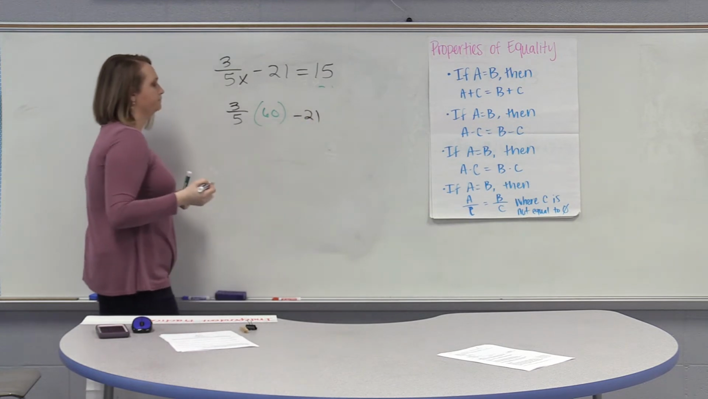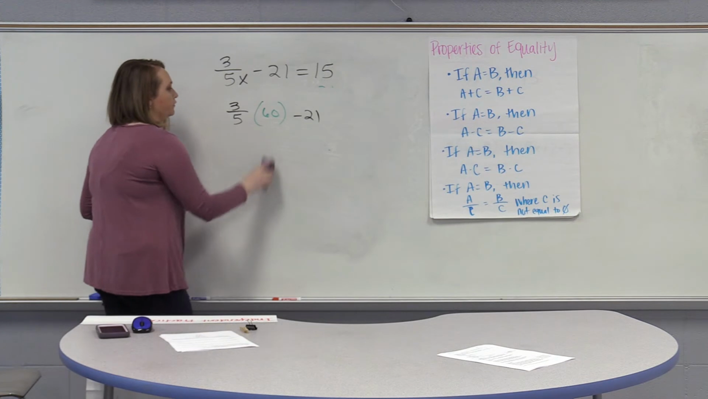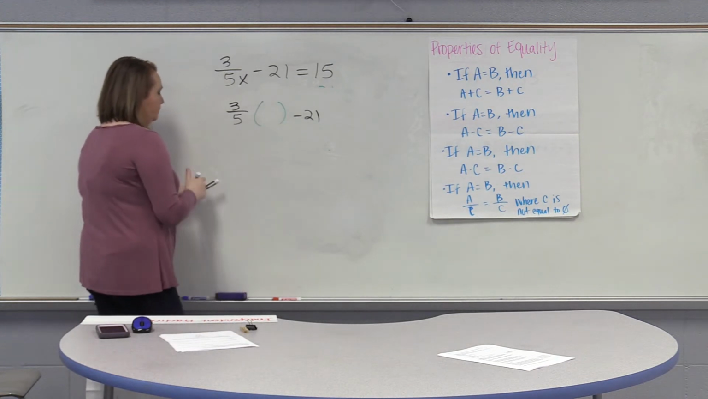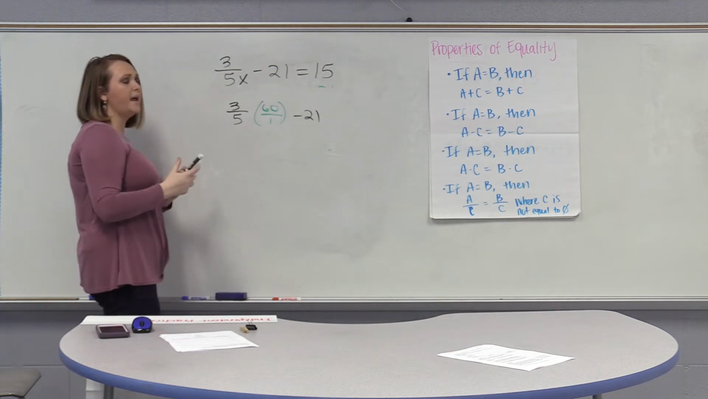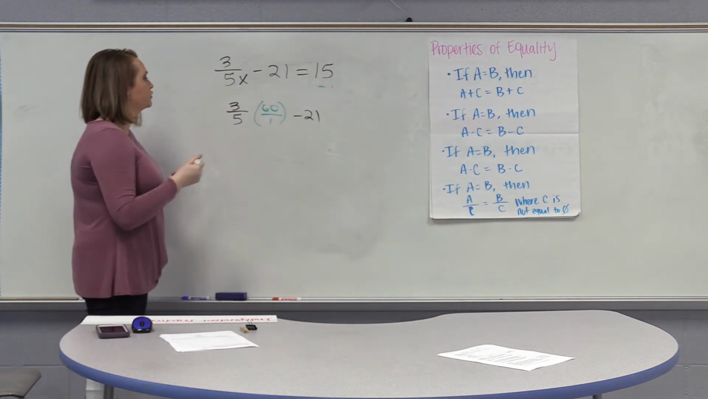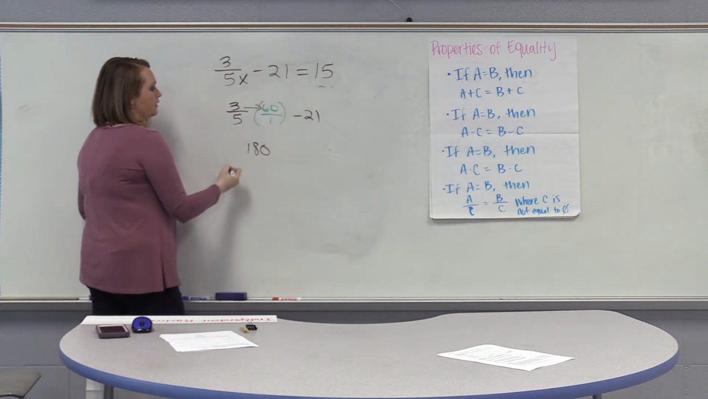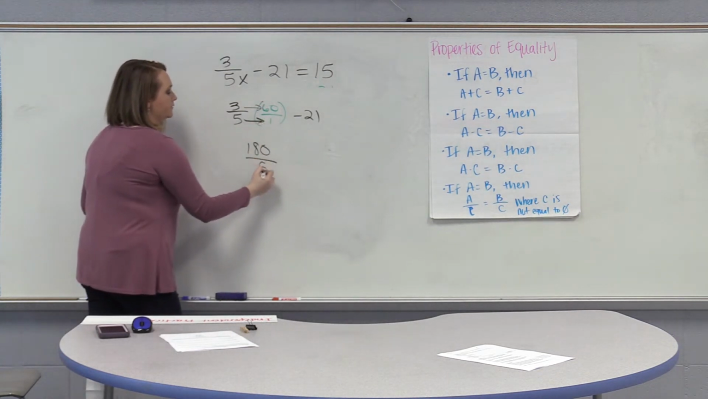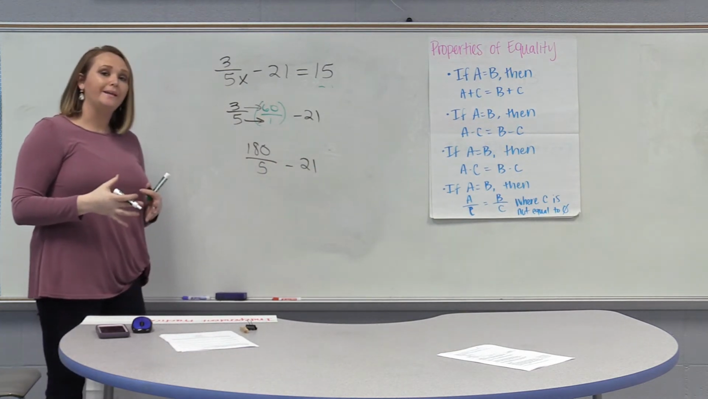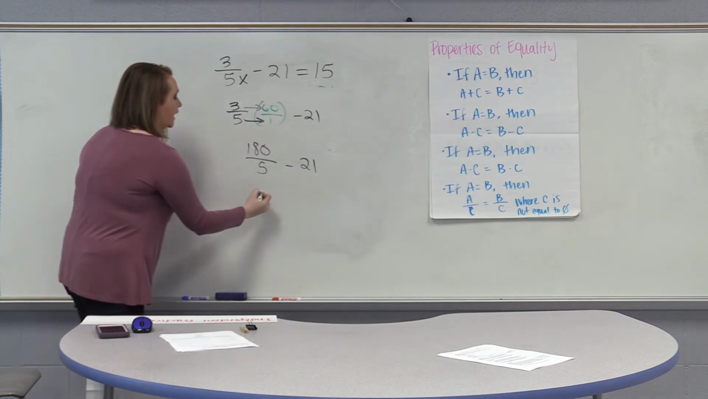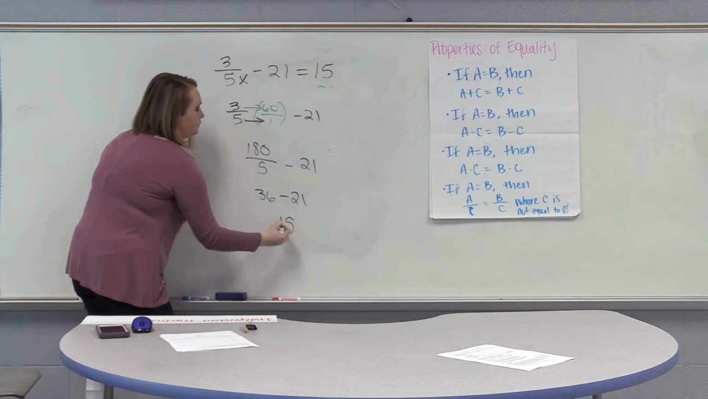minus 21. Again, I'm going to use my method of converting 60 into a fraction since I'm multiplying it by a fraction, so that would turn it into 60 over 1. And then I know I multiply fractions straight across. 3 times 60 is 180. 5 times 1 is 5, minus 21. I know that 180 divided by 5 will simplify to 36, minus 21 is equal to 15.